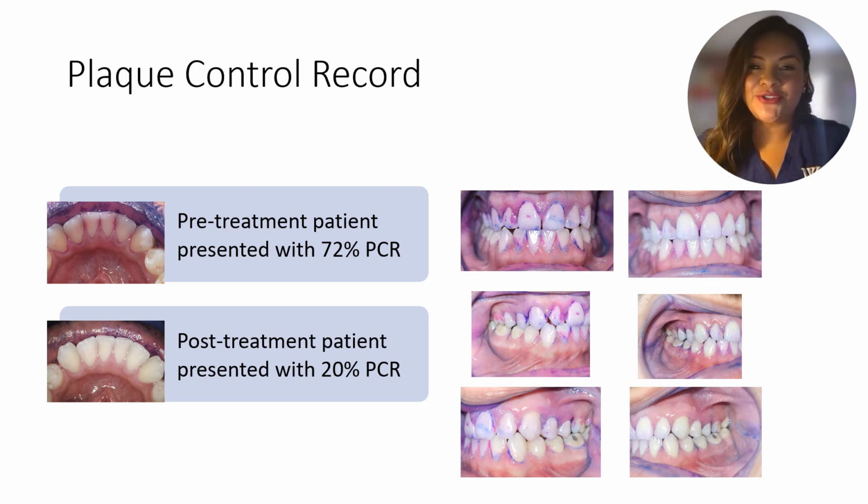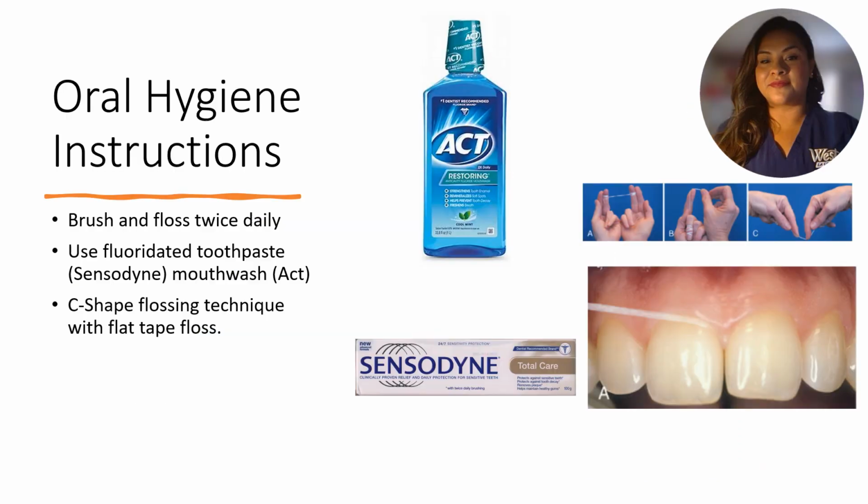As for the plaque control record, pre-treatment, the patient presented with 72%. Post-treatment, the patient presented with 20%. As for the oral hygiene instructions, the patient was instructed to brush and floss twice daily and use fluoridated products such as Sensodyne toothpaste and Act mouthwash. Patient was also instructed to use a C-shaped flossing technique using a flat tape floss.